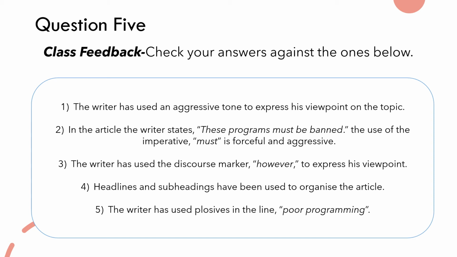Number 5. The writer has used plosives in the line "poor programming". So it's alliteration but also plosives as well, and you can kind of hear it here with the p sound that we get with "poor programming", and it's been used there just to emphasize that this person doesn't think that the things that are on TV are necessarily a good example for people who are watching it.